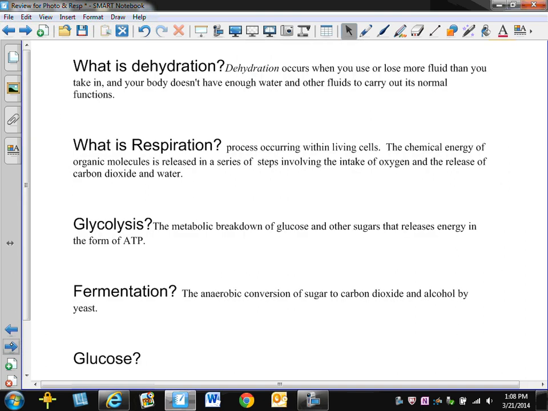All right, these are simple definitions, but I want you to know these. I'm going to start hammering these definitions with you guys. What is dehydration? Well, what is hydration? What does it mean to keep hydrated in the summer? Drinking a lot of water. So dehydration would mean what? You don't have enough, yeah. Okay, and that's basically what it is.